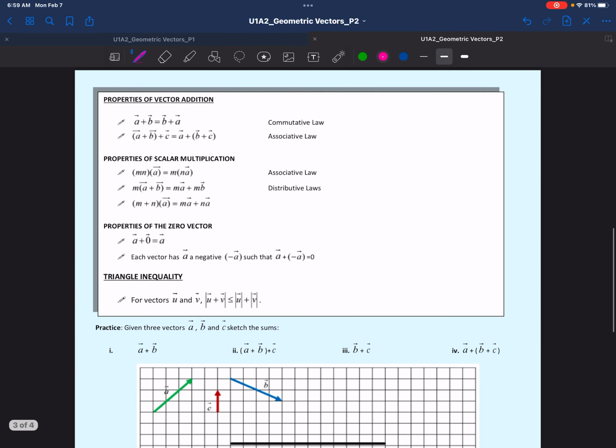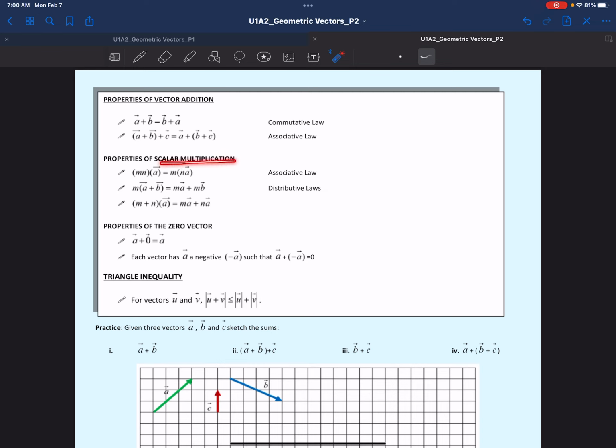Now, let's take a look at some properties of vector addition and properties of scalar multiplication, etc. So this is just a summary. Recall that if you add two vectors, the order won't matter. We say that vector addition enjoys the commutative law. If you add the sum of two vectors to another vector, then we can rearrange the vectors a plus b plus c. So this is the associative law, so we can group the vectors in any order we wish, and we still get the same answer.